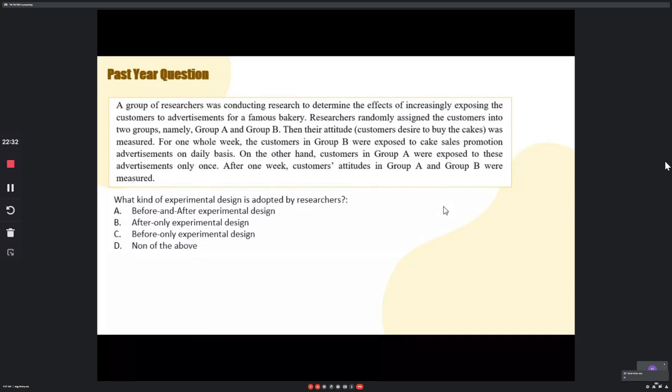Okay, the answer is before and after experimental design because you measure the desire, right? Right, very good.